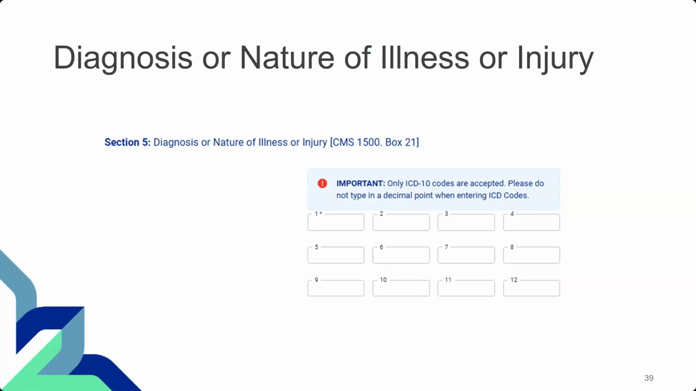The next section is going to be for entering a diagnosis or nature of illness or injury. And you can see that there is an asterisk next to that one box, so at least one ICD-10 code is going to need to be entered.